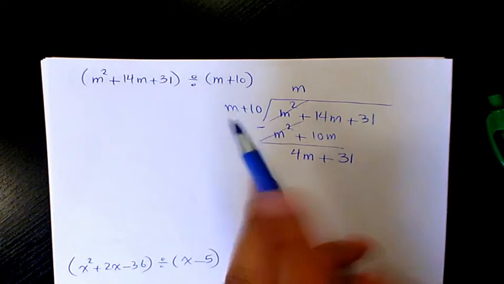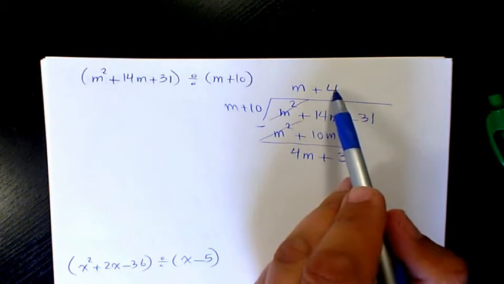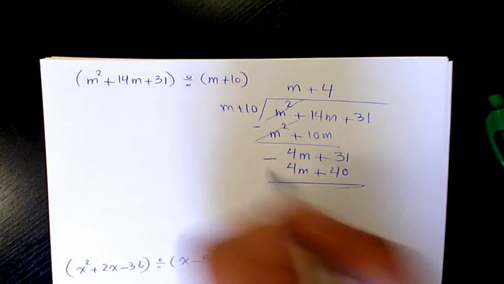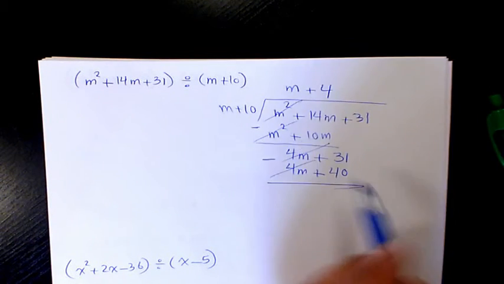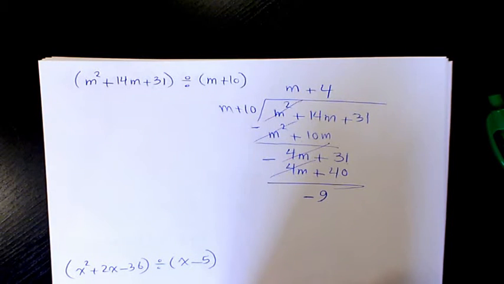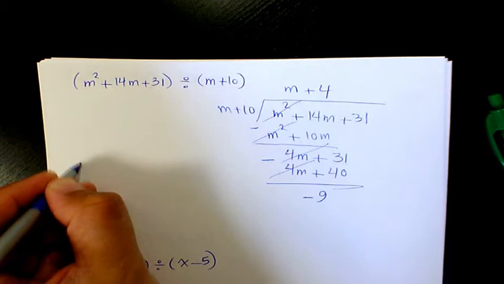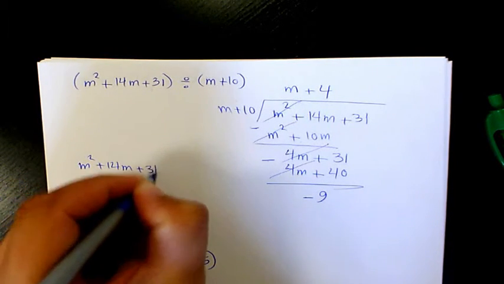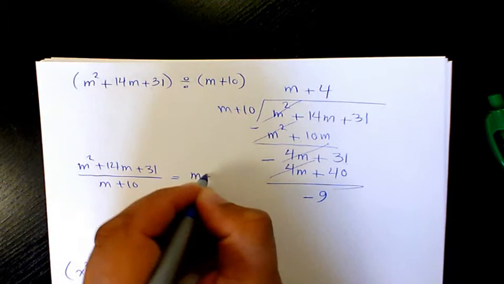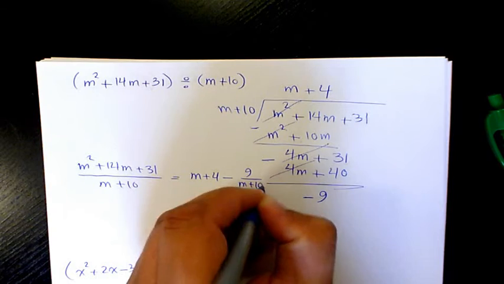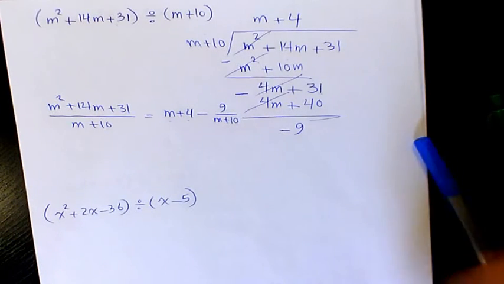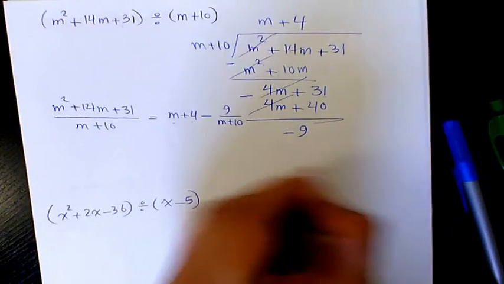Then 4m divided by m is going to be 4. Then you multiply it. 4 times m, 4m. 4 times 10, 40. Then you subtract these two expressions. 4m minus 4m, they cancel out. 31 minus 40 is going to be negative 9. So m squared plus 14m plus 31 divided by m plus 10 will be m plus 4 minus 9 over m plus 10. So the quotient is m plus 4 and the remainder is negative 9. So I can separate it like that.